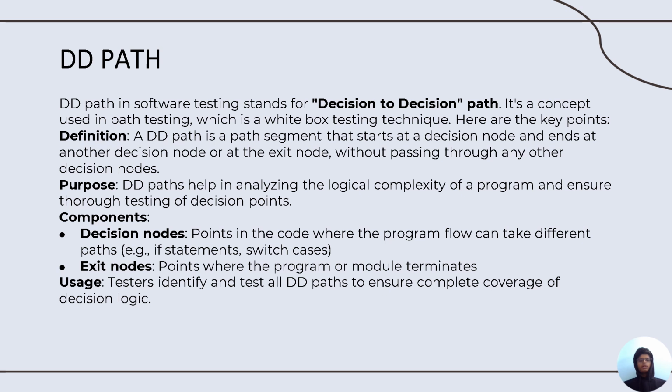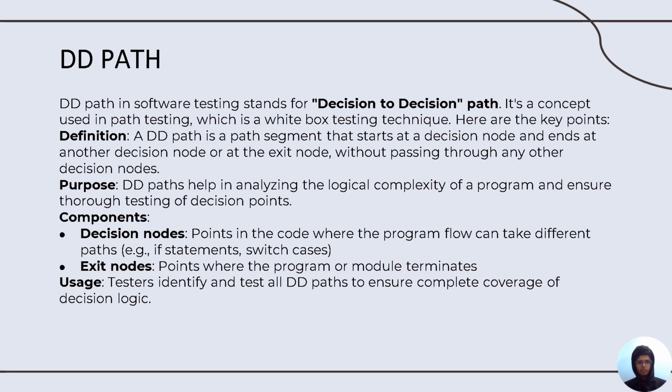Decision nodes are points in code where the program flow can take different paths. Examples we can take are if statements and switch cases. Exit nodes are the points where the program or the module terminates. These exit nodes come at the last.